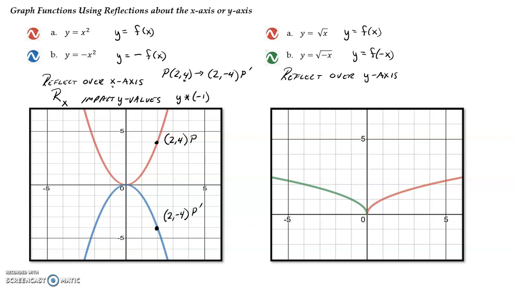And I'll use the same type of notation. I'll use the capital R with a little subscript of a y to denote that it's being reflected over the y-axis. This time it's going to be impacting our x values. And let's go ahead and take a look at a point. So we'll use the point (4, 2). And we'll go ahead and call this point Q.